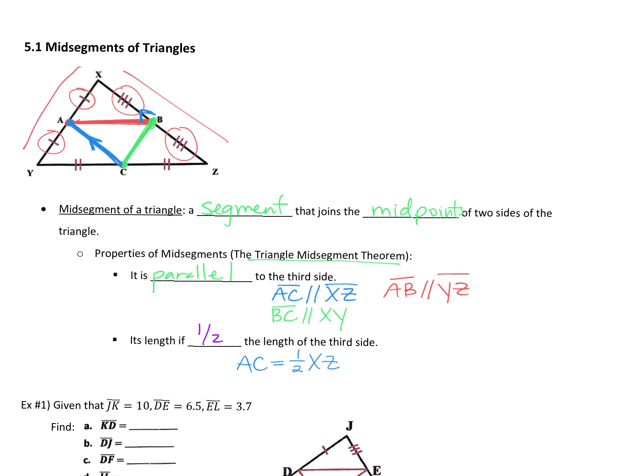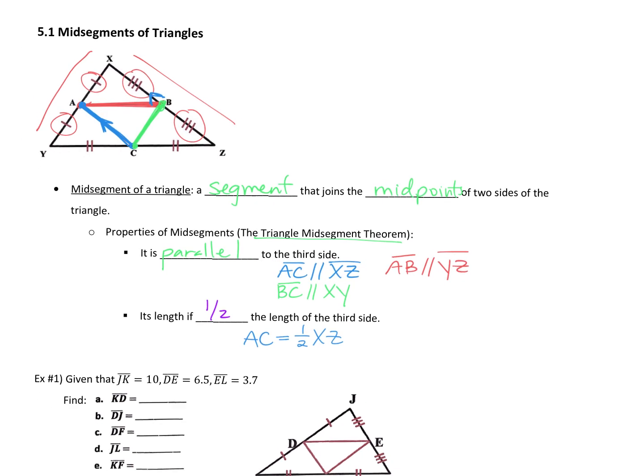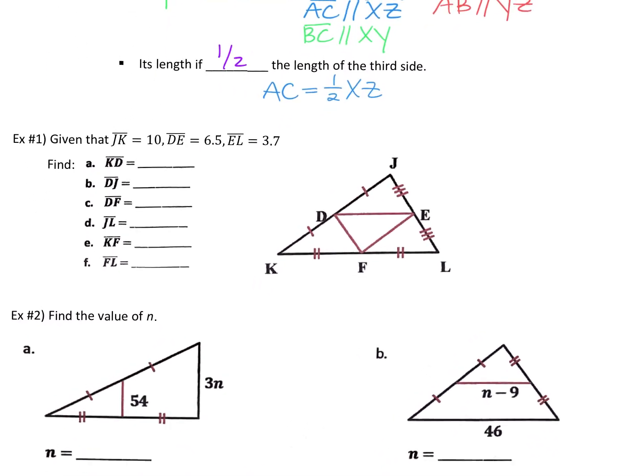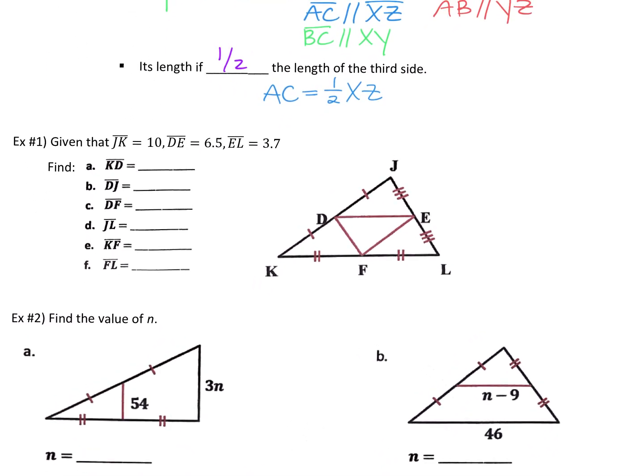Okay, so let's just take a look at a problem and see if you can tell me the lengths of all of these things. First of all, it tells you that JK is 10. Okay, so JK is here. This length is 10. It tells you that DE is 6.5. So this length here is 6.5. And it tells you that EL, so this length right here, is 3.7.